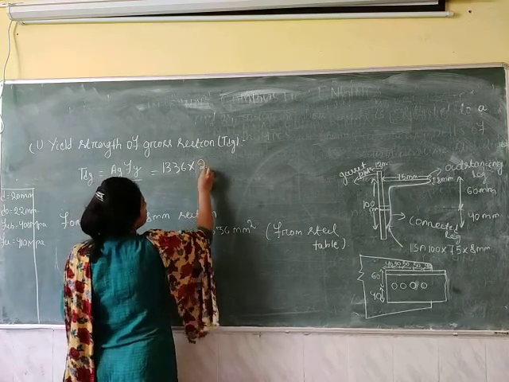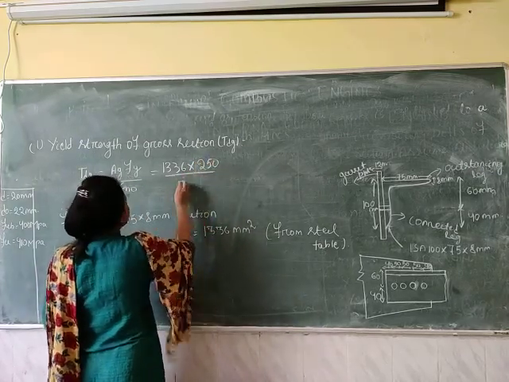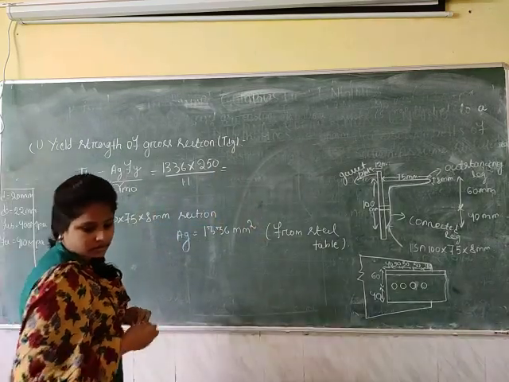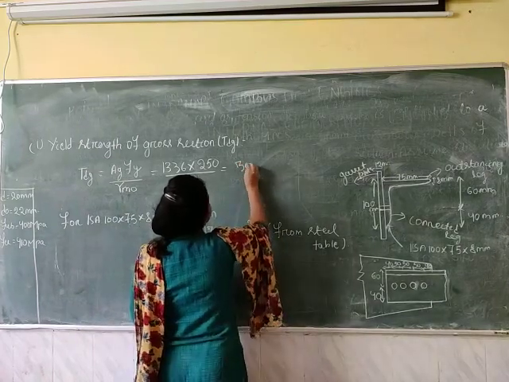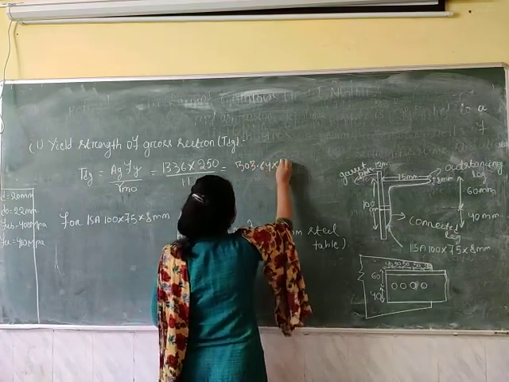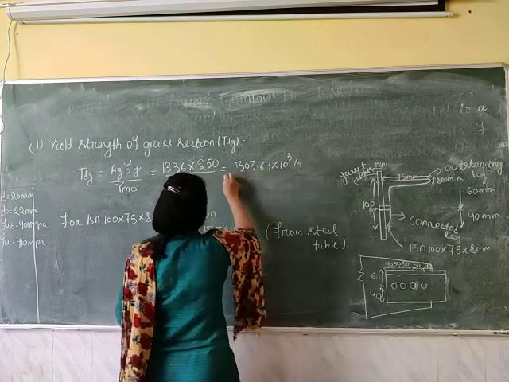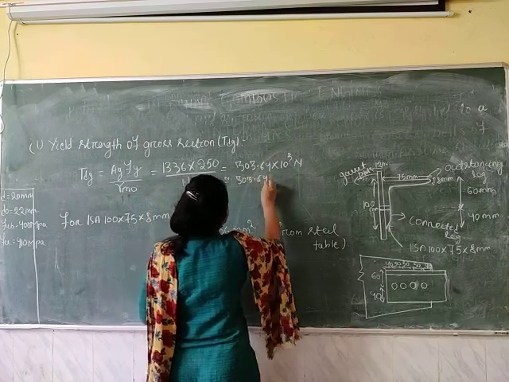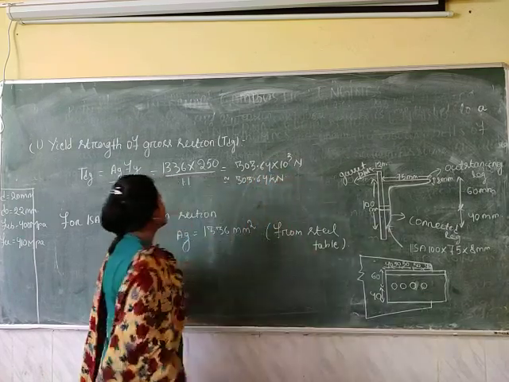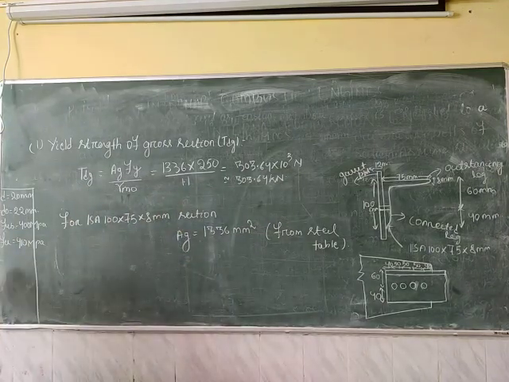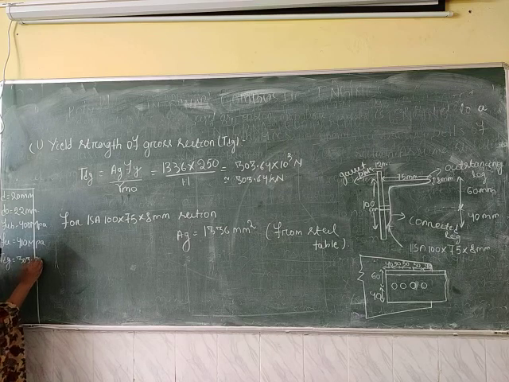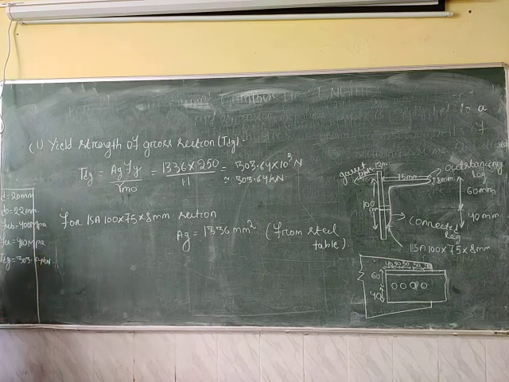Fy is 250 megapascal, gamma m naught is 1.1. So the value comes to 303.64 into 10 to the power 3 Newton. Then write the value in kilonewton. So this is the yield strength of the gross section that we got, 303.64 kilonewton.